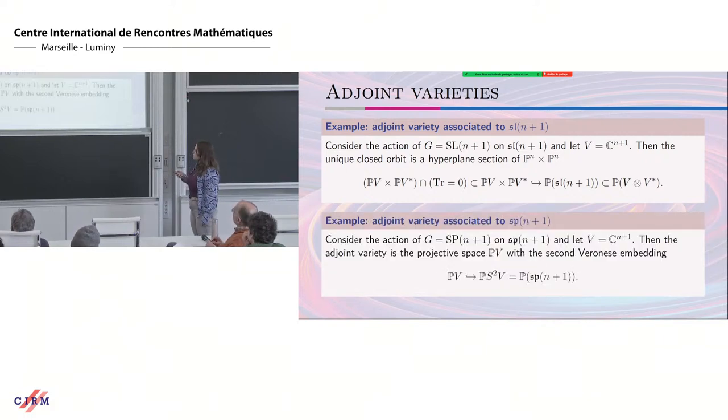Another case is the symplectic Lie algebra. The adjoint variety associated to the symplectic Lie algebra will be a projective space. If you consider G the symplectic group Sp(n+1) acting on the projectivization of the Lie algebra, and V here is again C^{n+1}, then the unique closed orbit will be the projectivization P(V) under the Veronese embedding.